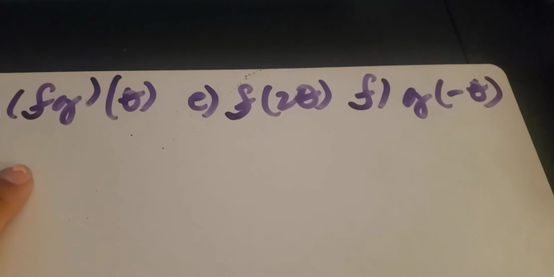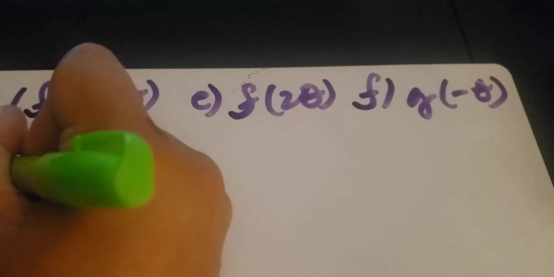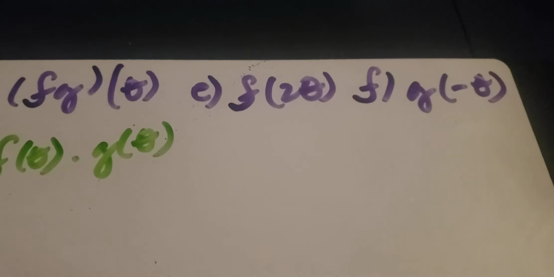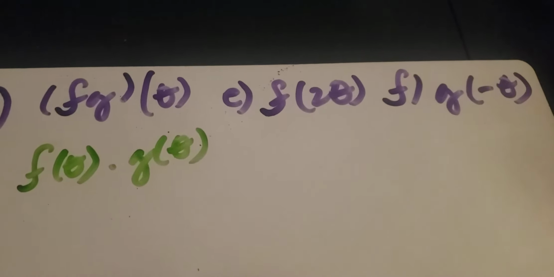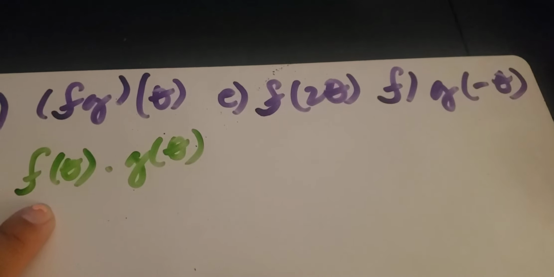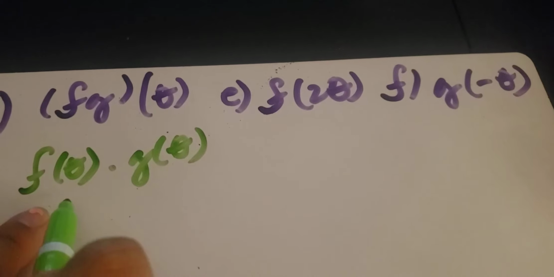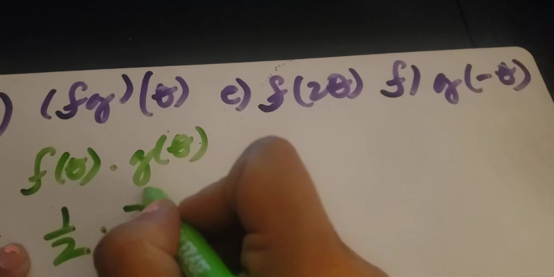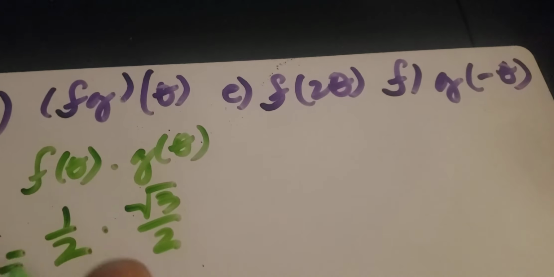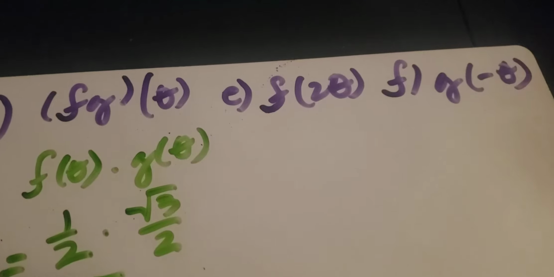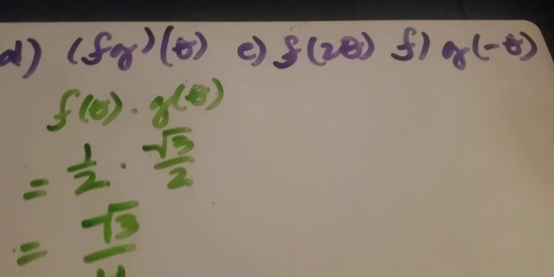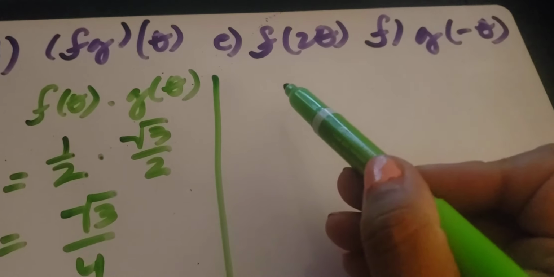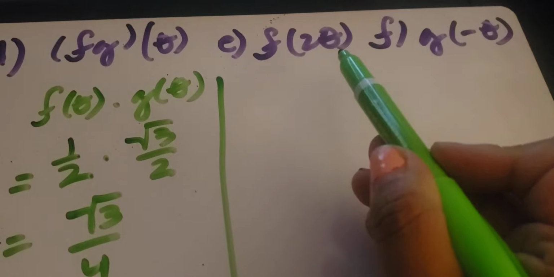So the next one is f of g of theta. That's the same as saying f of theta times g of theta. Again, use the previous ones to help you move a little faster. So f of theta was sine of 30, which is 1/2, and g of theta was cosine of 30, which is square root of 3 over 2. When you simplify this, you just end up with square root of 3 over 4. Remember, whenever you multiply fractions, just go straight across. Okay, the next one, f of 2 theta.